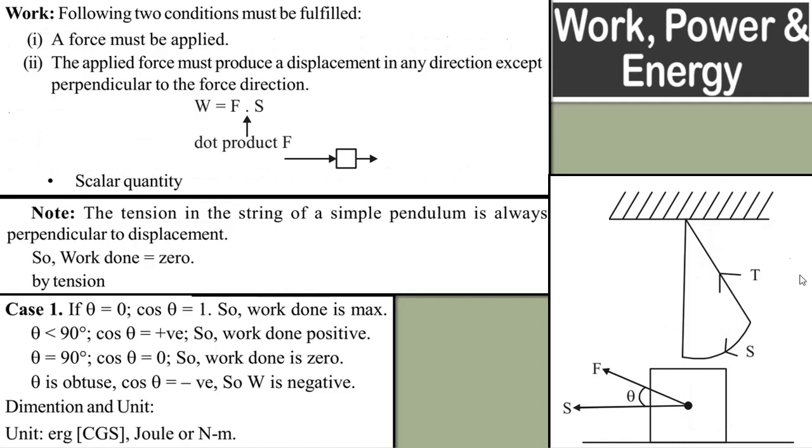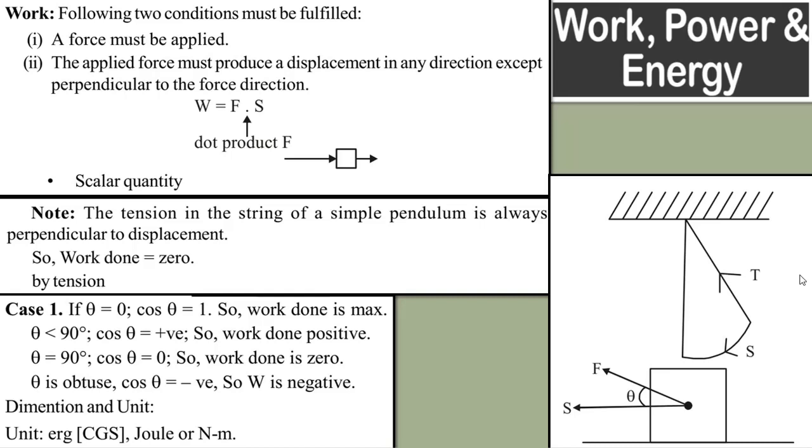Then work, power and energy. Work: the following two conditions must be satisfied. For work, a force must be applied. The applied force must produce a displacement in a direction other than perpendicular to the force direction. So W is equal to F into S.